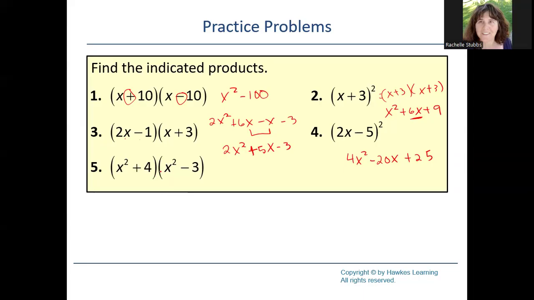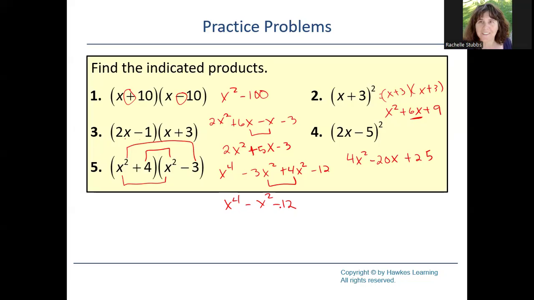And over here, x squared times x squared is x to the 4th. x squared times a negative 3 is a negative 3x squared. 4x times x squared is plus 4x squared. And 4 times a negative 3 is minus 12. Here are my like terms. So I have x to the 4th plus x squared minus 12. And that would be my final solution there.